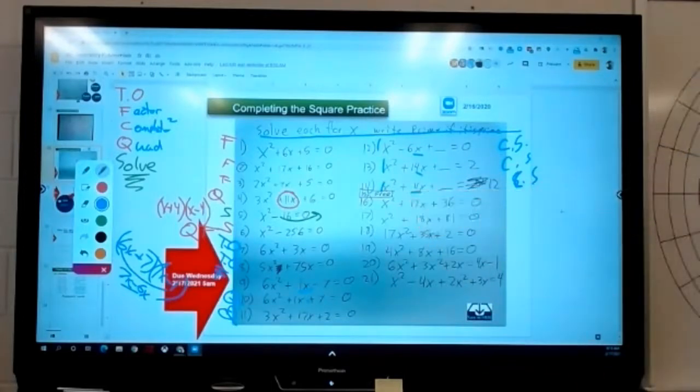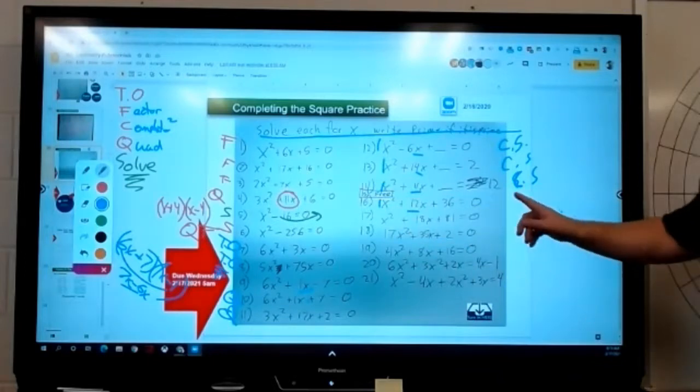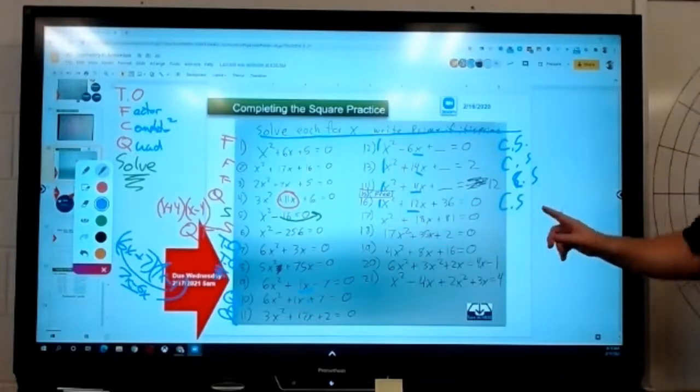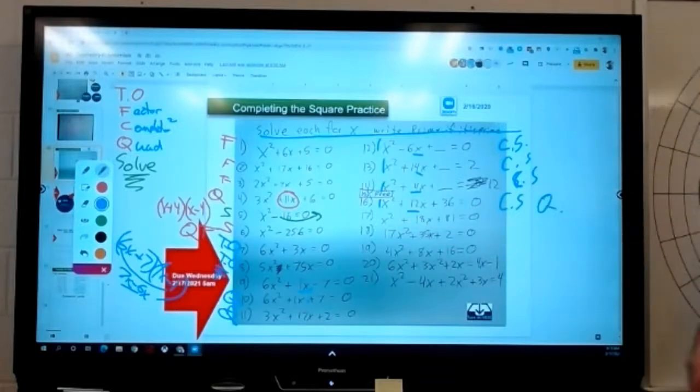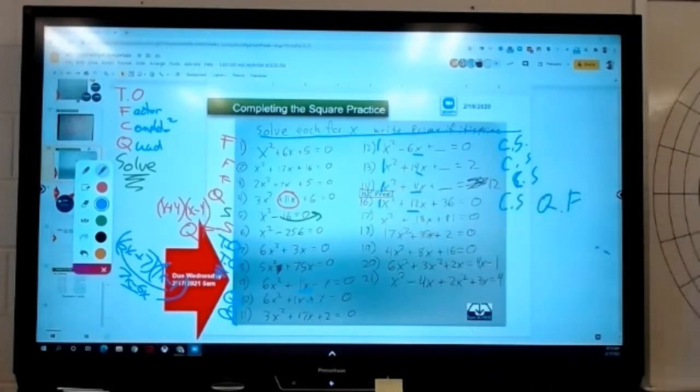Now, number 16. What would you do for number 16? Which one? Which option? Do I have a 1 here and an even here? So I could complete the square, couldn't I? I could do quadratic if you prefer. Or in fact, this case, I could just straight up factor. Can I say x plus 6, x plus 6? Would that work?